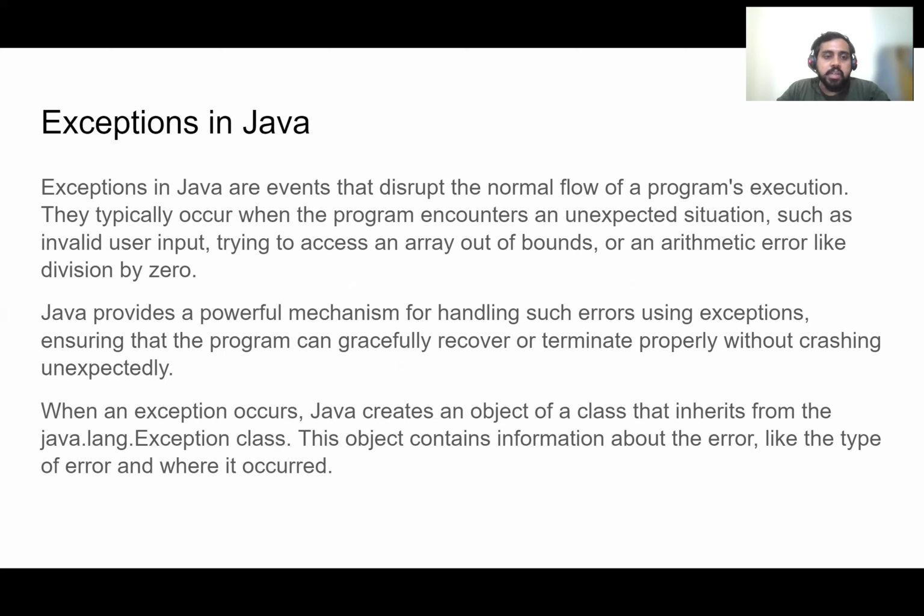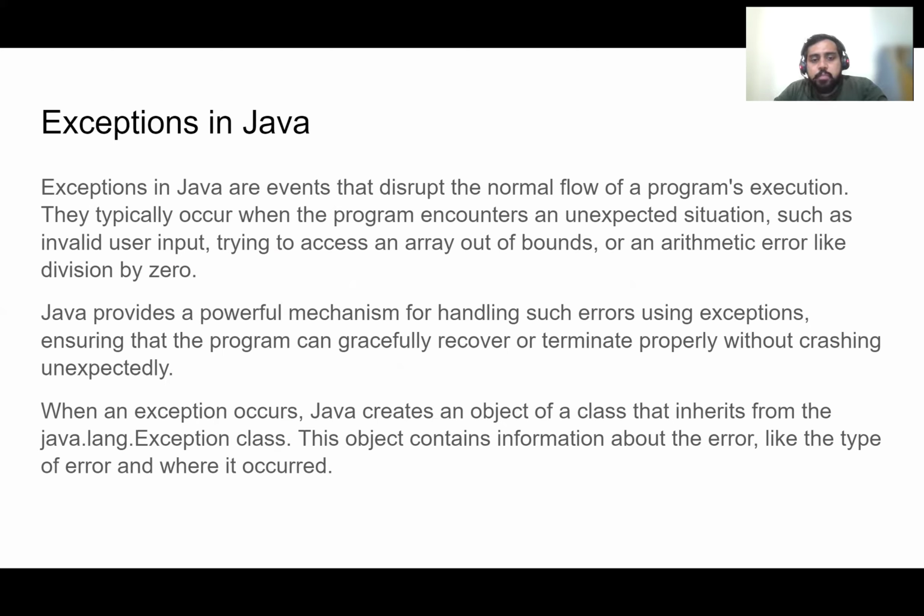So let's see what I mean by an exception. Exceptions in Java are events that disrupt the normal flow of program execution. This typically occurs when a program encounters an unexpected situation, such as invalid user input or trying to access an array element out of bounds. If we have an array of size 3 and we try to access the fourth index, we'll get an array index out of bounds exception, meaning there is no element available there. Or an arithmetic exception, as simple as trying to divide a number by 0.